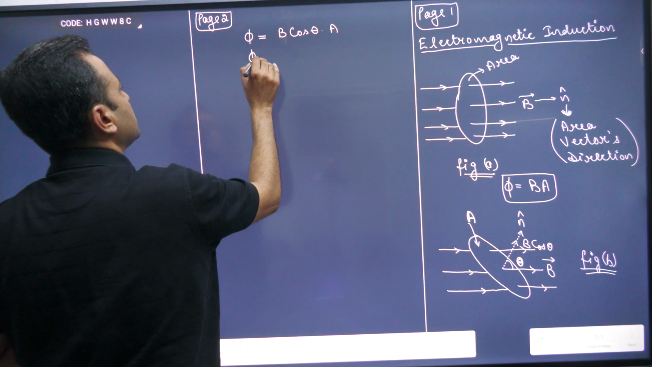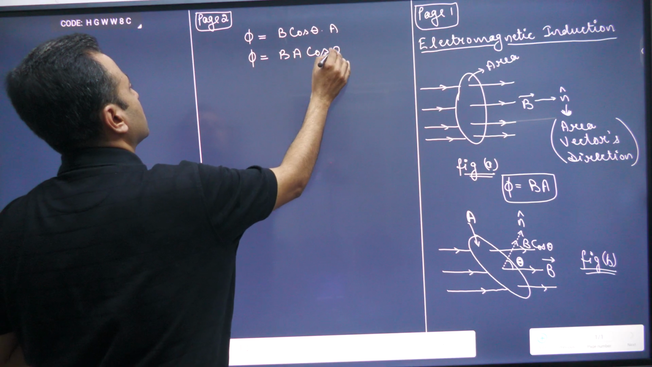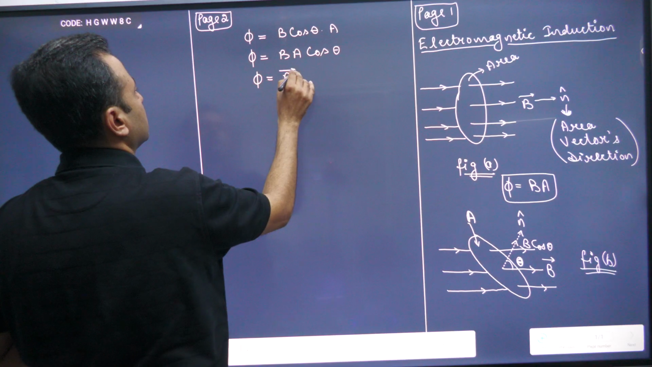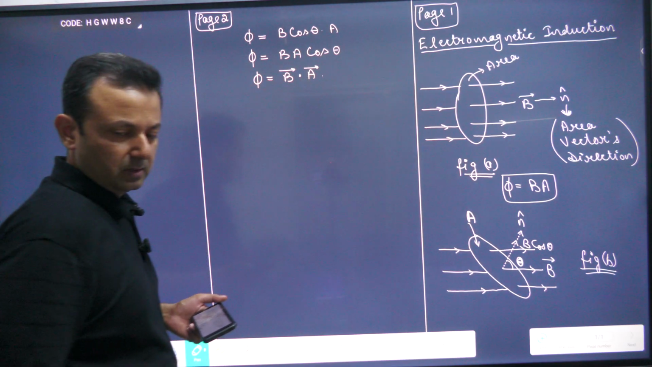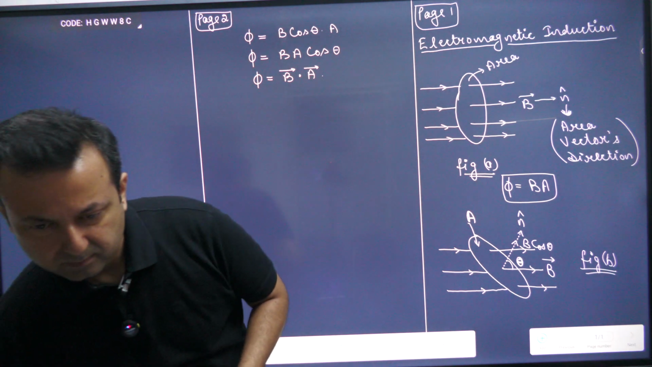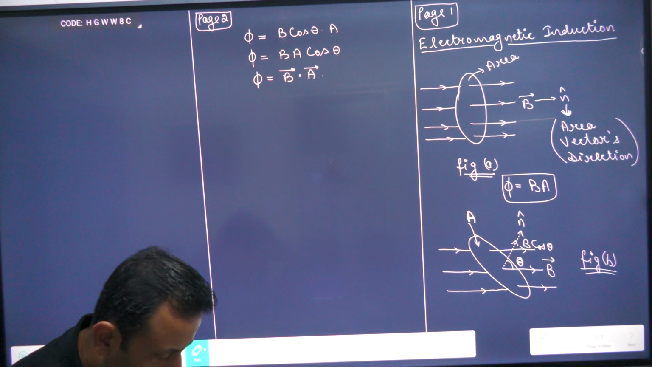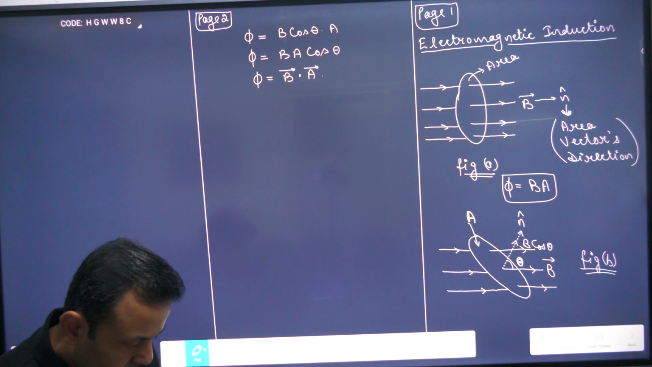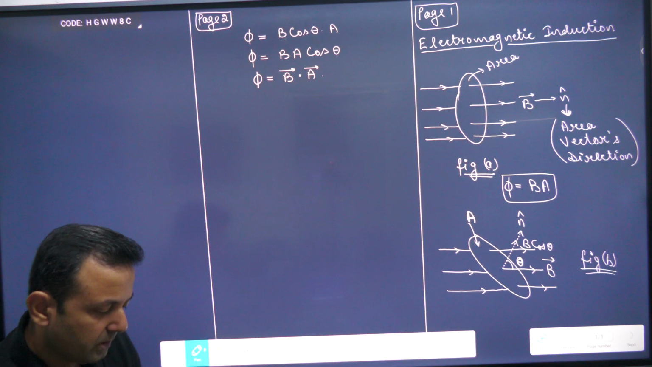So phi is equal to BA cos theta. What is BA cos theta? It is B vector dot A vector. This is called the dot product. So what is magnetic flux? Is this clear to you, Anusha? Yes, sir.